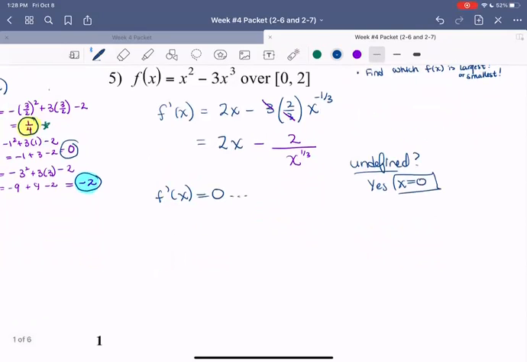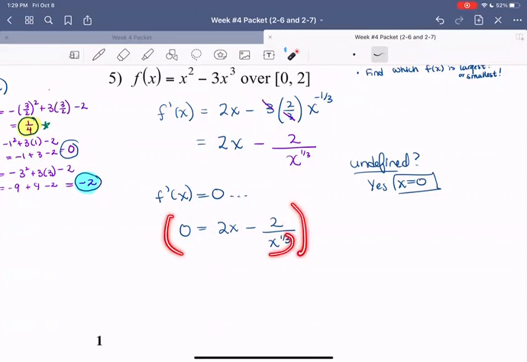So let's set up that equation. It looks like 0 equals 2x minus 2 over x to the 1/3. Here we need to solve for x. One thing you'll notice is we have an x in the denominator of one term and an x being multiplied in the other. So the strategy is to multiply both sides by this denominator in order to cancel that denominator and combine our x terms. Let's do that together. I'm going to multiply by x to the 1/3 on both sides.